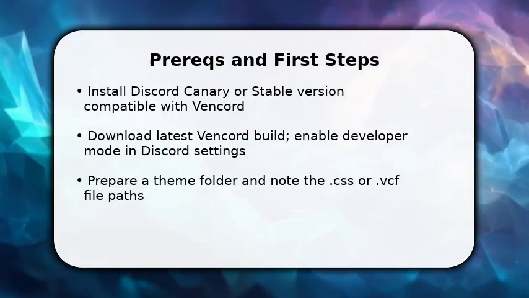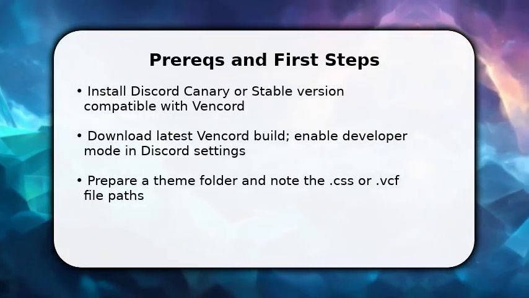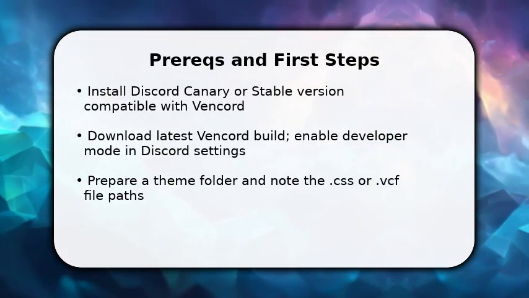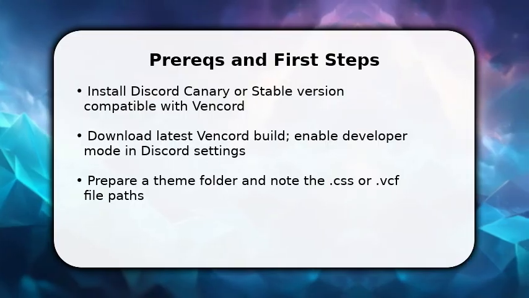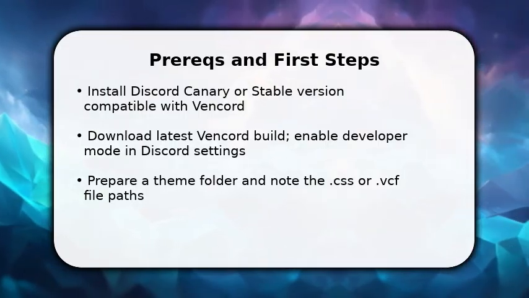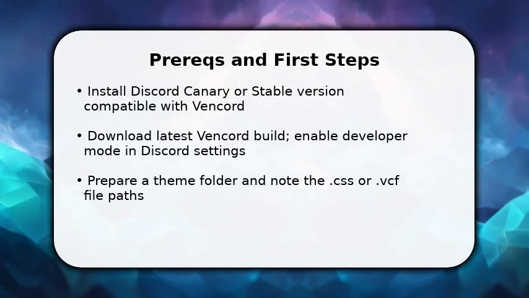Next, enable developer mode in Discord so you can access advanced settings and confirm client build. Once done, open Vencord's installer or loader and point it at your Discord install. This first step ensures the mod hooks correctly and prevents mismatched versions from failing later.